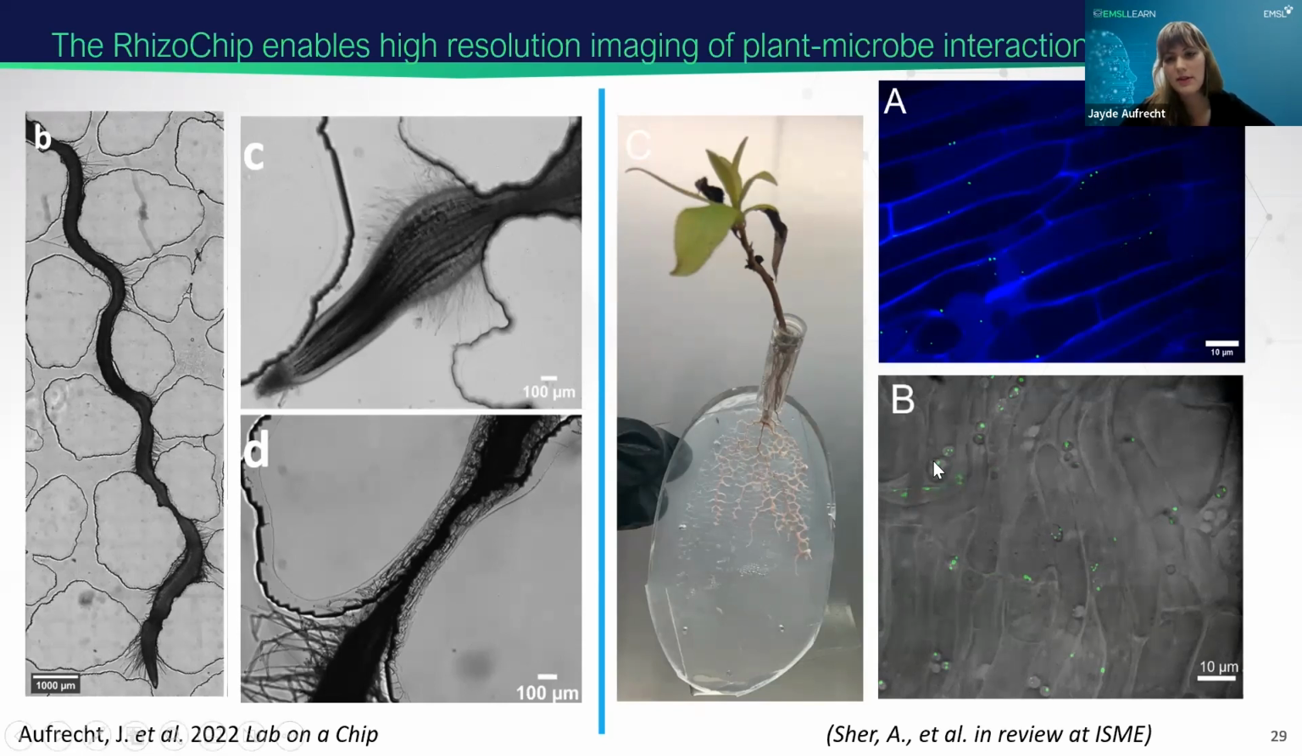And we actually were able to identify a potentially novel physical interaction with the plant. So in panel B on the bottom right, you can see these spherical structures inside the root epidermis that we think is a way that the plant and microbe are interacting in order to enhance nitrogen fixation. This is just an example of the kind of images that you can get if you're interested in studying plant microbe interactions with the rhizochip.